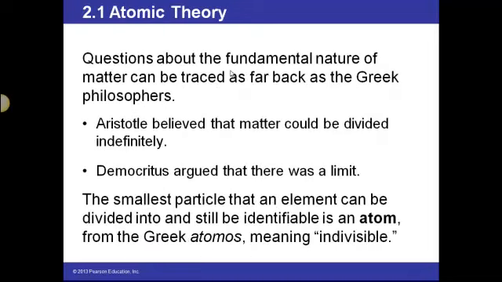So atomic theory really started way back with the Greek philosophers. Aristotle believed that matter could be divided indefinitely. However, Democritus argued that there was a limit, that there was a smallest particle that you could get down to. And so when he defined his smallest particle, he described this as being the atom, as being the smallest identifiable particle. So the word atomos from the Greek language means indivisible.